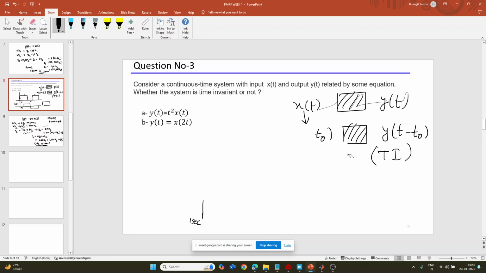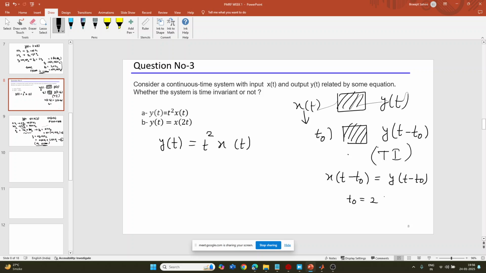Let me do the first question for you, and the second question you will do by yourself. y of t equal to t square x of t. Now what I told you, you write down the definition: x of t minus t naught should be equal to y of t minus t naught. Let's say I am choosing this t naught, this delay, as 2 seconds, to solve this question.